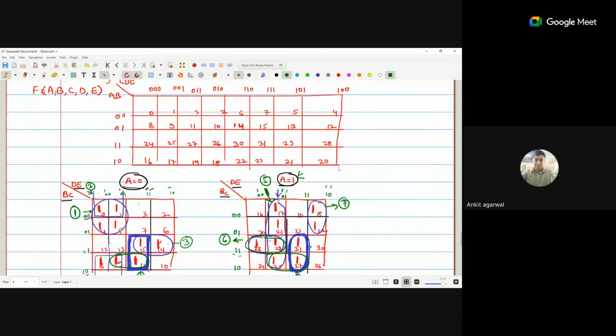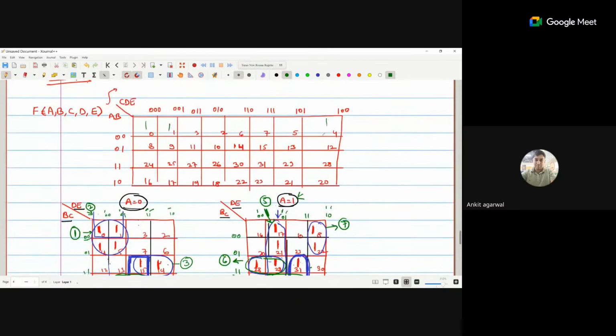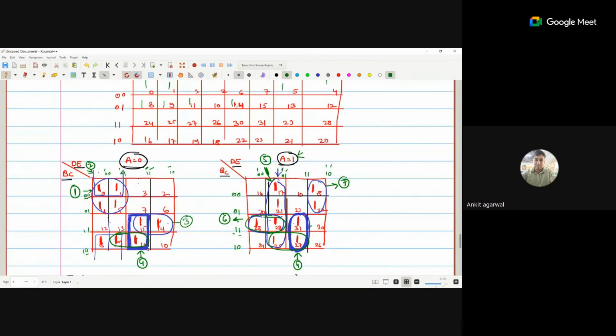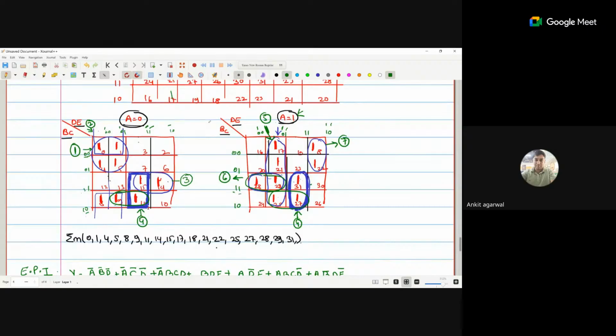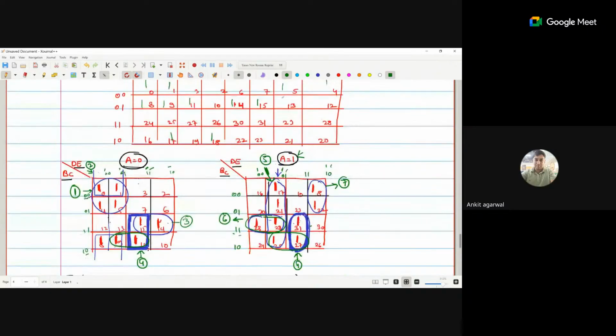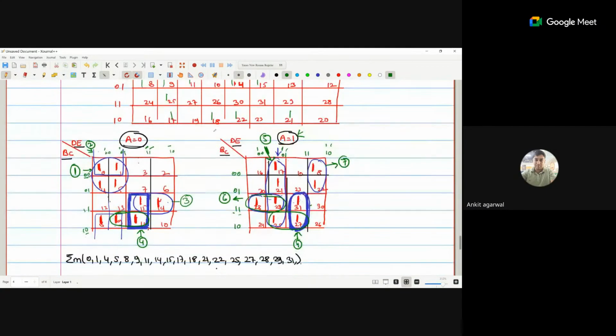Now if you go with this matrix: 0, 1, 4, 5, 8, 9, 11, 14, 15, 17, 18, 21, 22, 25, 27, 28, 29.